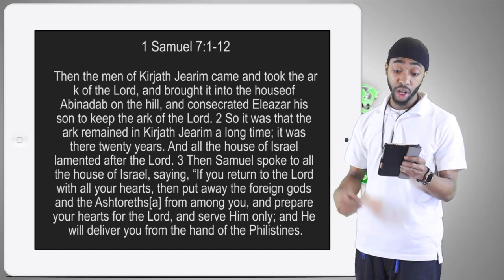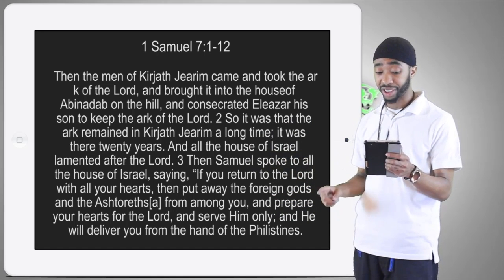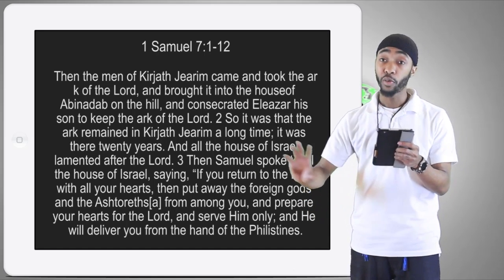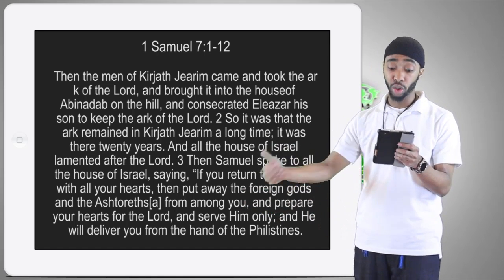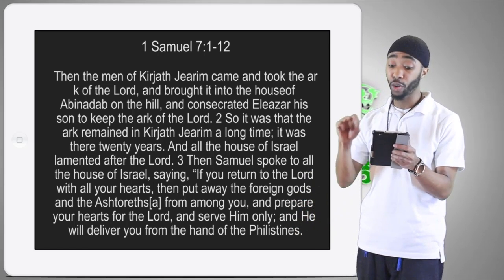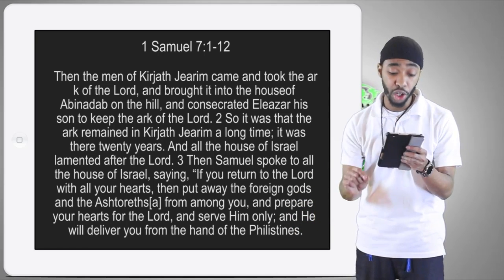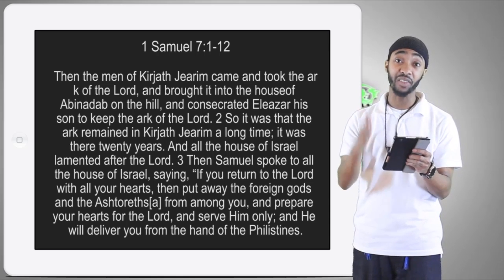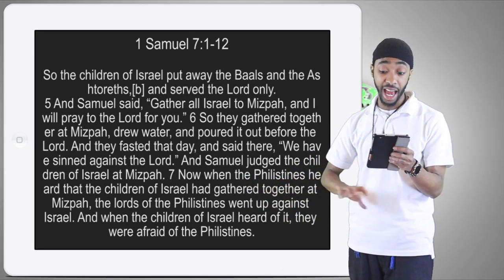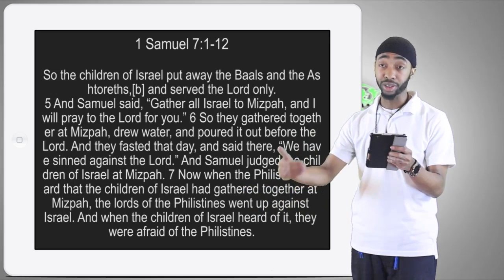Then Samuel spoke to all the house of Israel, saying, If you return to the Most High with all your hearts, then put away the foreign gods and the Ashtaroths from among you, and prepare your hearts for the Most High, and serve him only. He will deliver you from the hand of the Philistines. So the children of Israel put away the Baals and the Ashtoreths and served the Most High only.